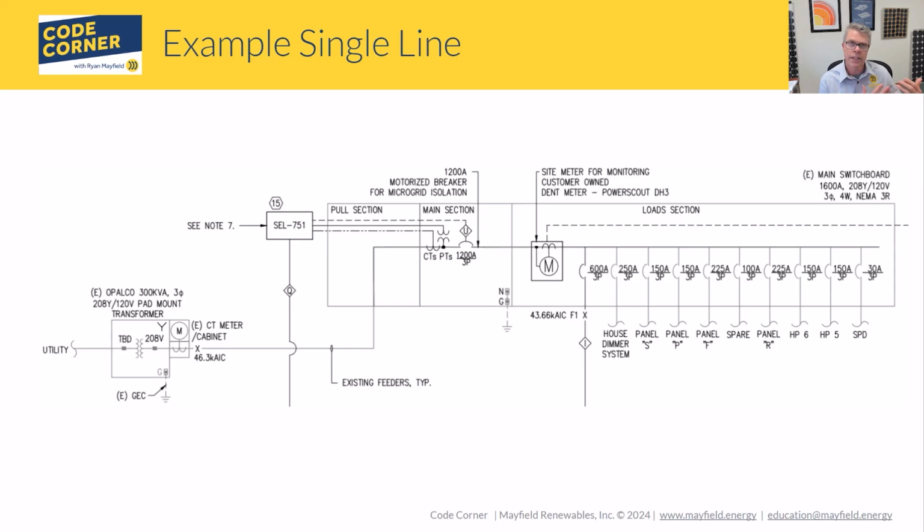So we are able to use that 751 from SEL to look at the state of the system, both the utility and the microgrid, and make very real world, split second decisions of when we need to open that breaker to isolate. So the beauty here is we have a breaker. It's our main breaker for the entire system. When the utility loses power or just goes out of spec, the SEL 751 will open that breaker for us, isolating the rest of the system from the utility, and allows our microgrid in this case to stay connected to and run the loads that are connected to it.